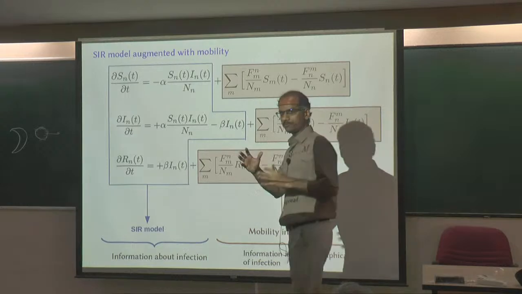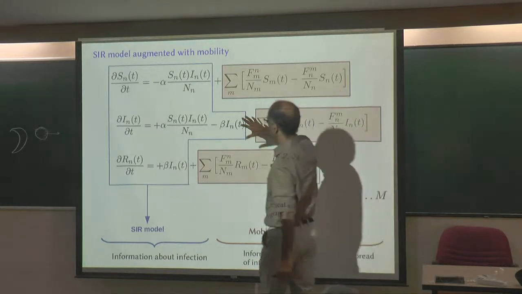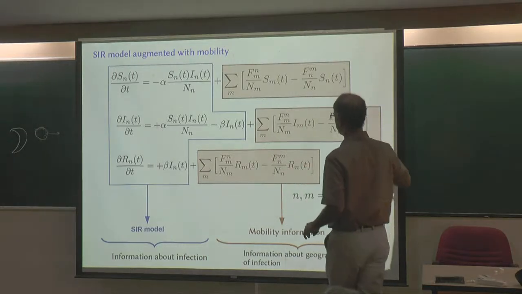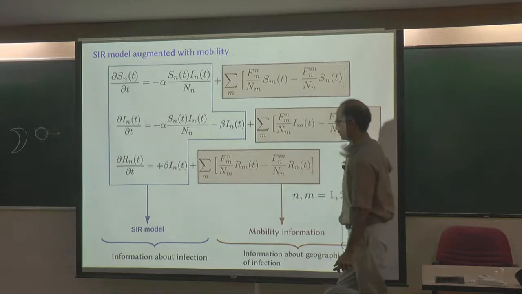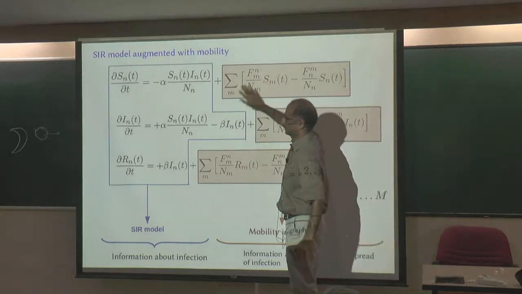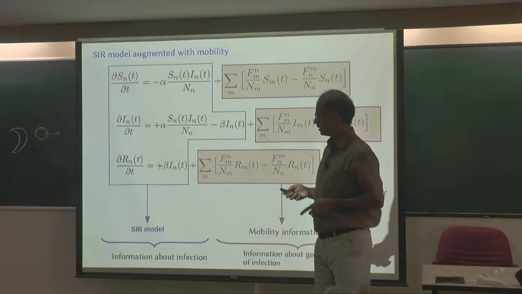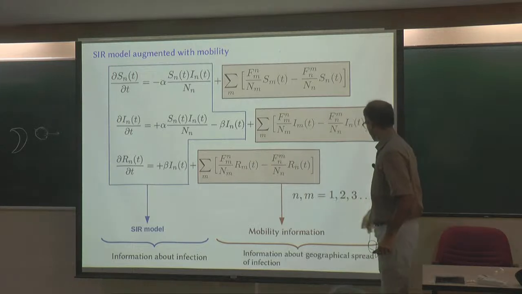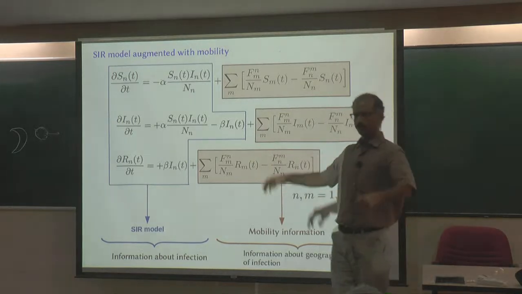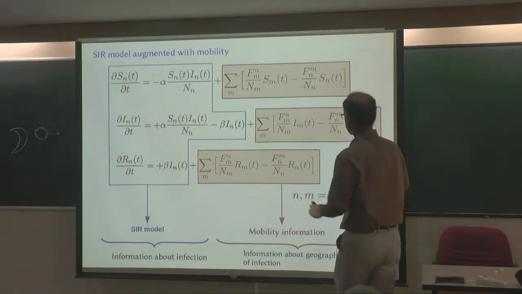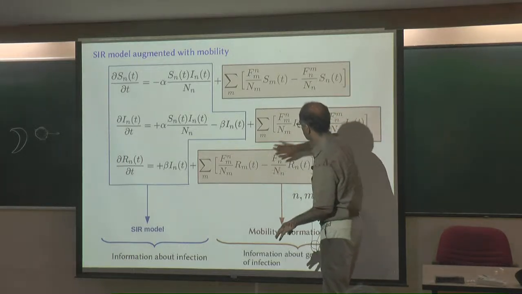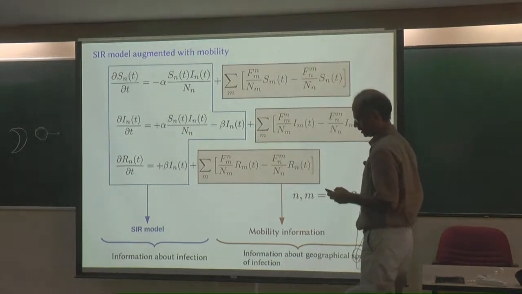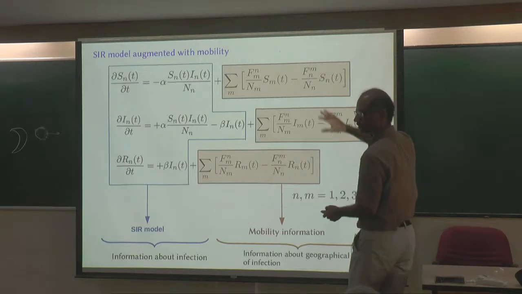Now, if you have to add to this model information about mobility, you need to take into account the movement kinetics, which comes from this part of the equation, where F encapsulates the probability of people going from city M to city N. M and N go from 1 to capital M, the number of cities or towns in your network. As I said, I'm not going to describe this whole thing fully. This is basically what we have added to the SIR model, so essentially it's augmenting the SIR model with mobility.